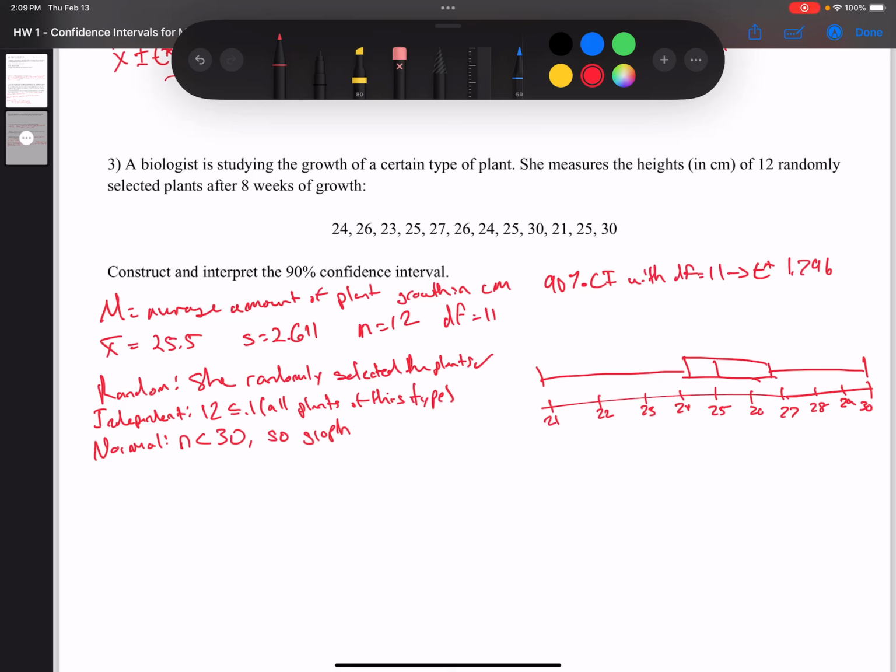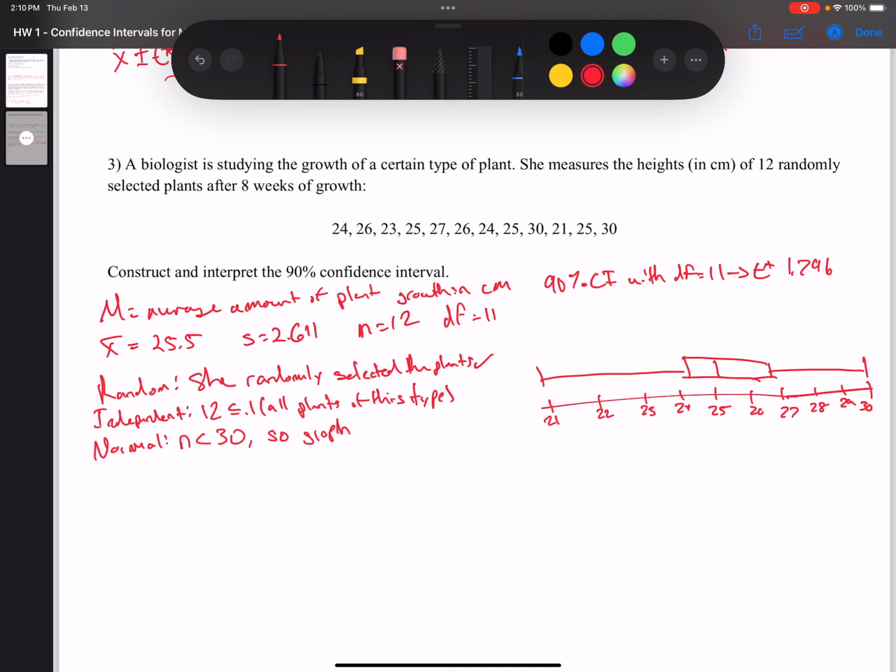Okay, so for number 3, we've got this plant measuring thing where we're checking the heights of 12 randomly selected plants after 8 weeks of growth. And there's the data. It says to construct and interpret a 90% confidence interval. Of course, we always have to communicate all of our details. Our mu in this case is the average amount of plant growth in centimeters.